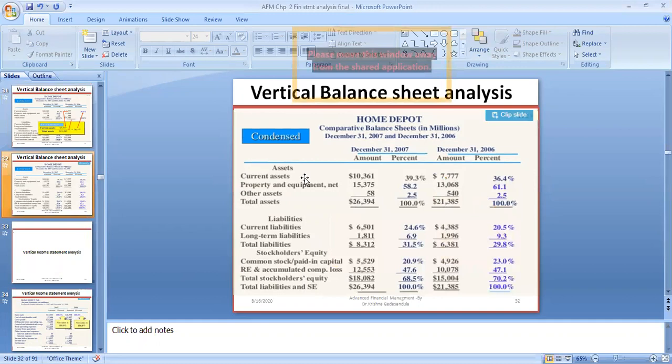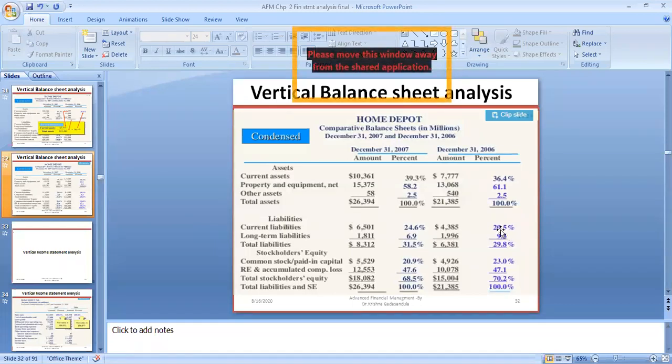If you see current assets, the previous year 36.4%, in the current year 39.3%. Current assets share increased. Is it good or bad? Good. It's good, because if current assets are there, it means more liquidity with the company. The company can pay current liabilities. We will see current liabilities.